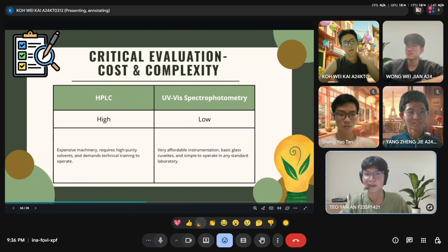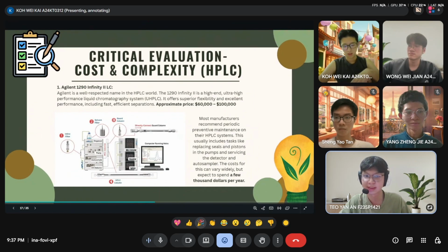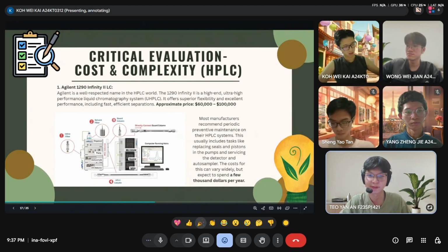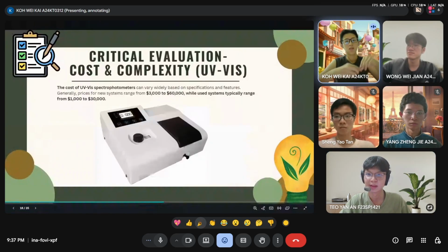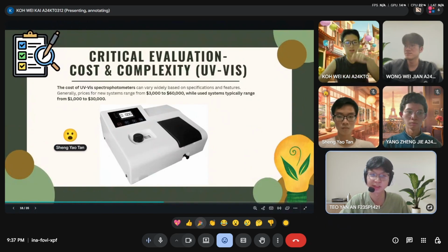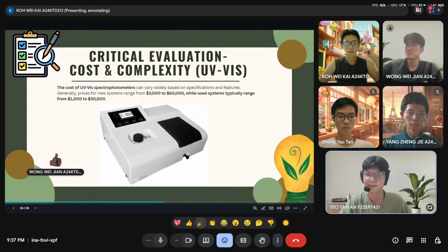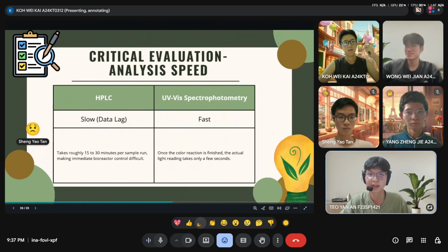Next. Okay, so we go to the cost and complexity. HPLC has a higher cost than UV-VIS. This is because the machine is more expensive than the UV-VIS. Next, we can look at the example. As you can see, the machine is approximately $16,000 to $100,000, and the maintenance fee is a few $1,000s per year. Next, but for UV-VIS, it only costs $1,000 to $30,000 for the equipment. Okay, last, we go to the analysis speed. HPLC has a slow analysis speed, but UV-VIS has a fast analysis speed.